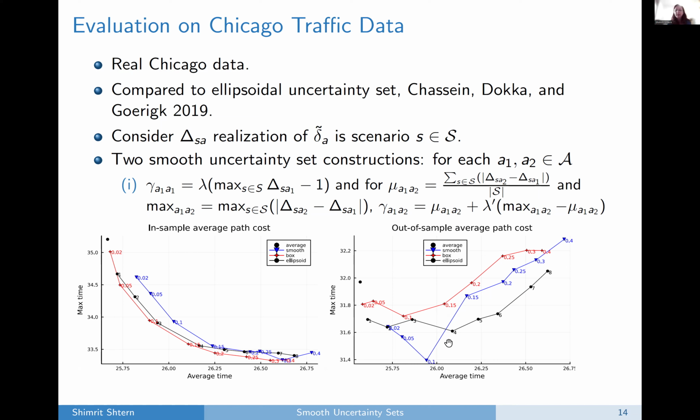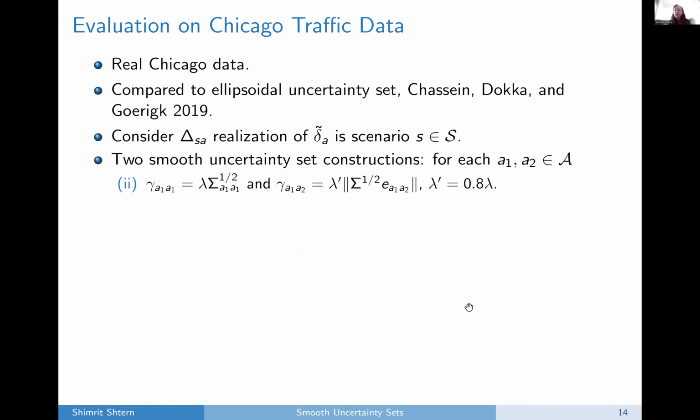And so this is the in sample, and what we see here is the out of sample. And we can see that, of course, by tuning one parameter, in our case lambda tag, we can get a better result out of sample than both cases. But this was not a very intuitive construction of the smooth uncertainty sets, for us at least. And we looked at a construction which more fits the way we derive the probabilistic guarantees.